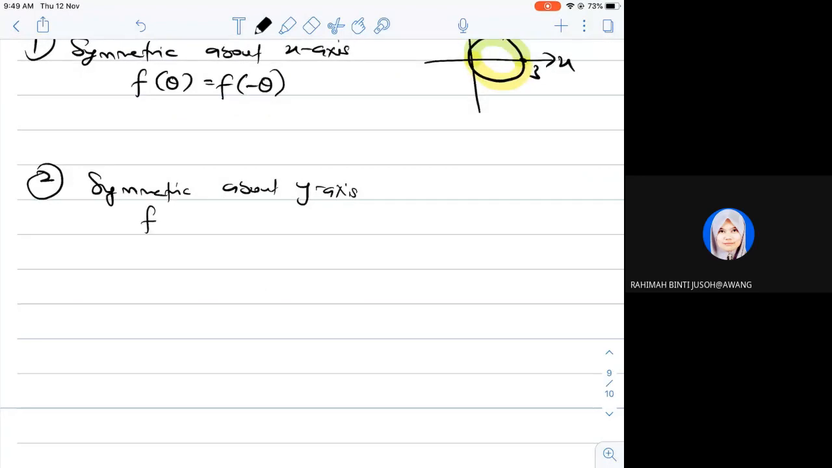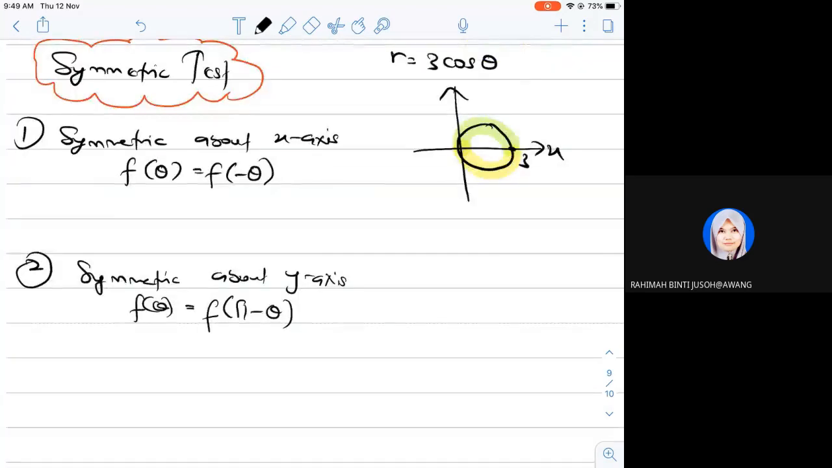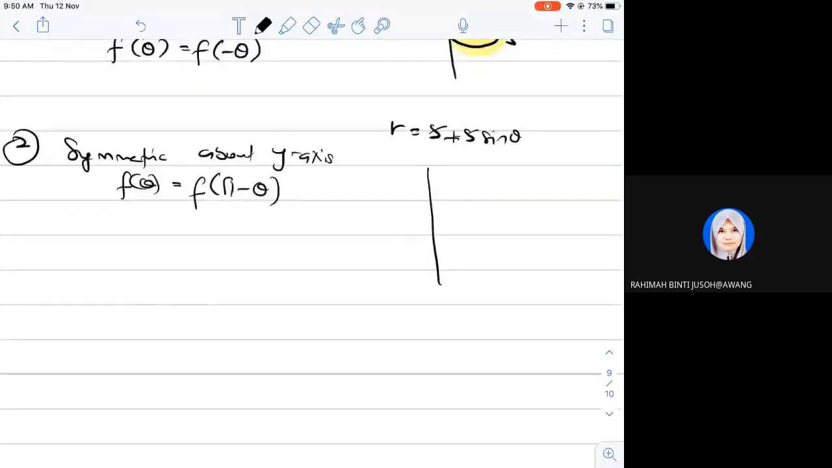If you have f theta, we need to make sure that it equals pi minus theta. For example, let's say r equals 5 plus 5 sin theta. Contoh macam ni. Okay, ni graf apa ni? Kita baru belajar tadi. Apa nama graf ni? 5 plus 5 sin theta. What's the name? Cardioid. Okay, well done. Cardioid. So, atas, bawah, kiri, kanan?